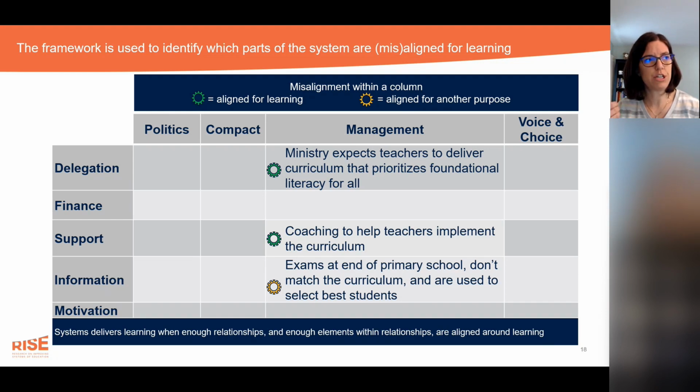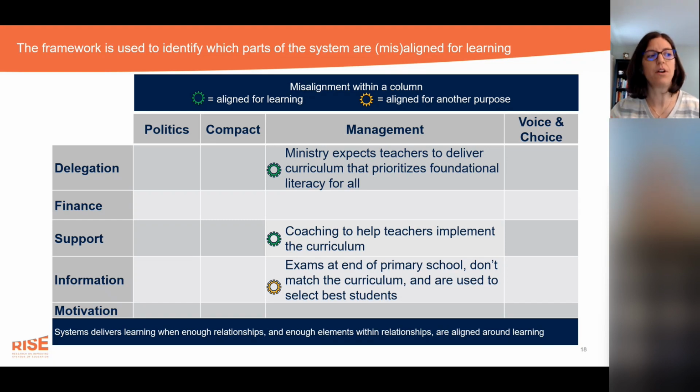And so in this illustration, let's say that the ministry expects teachers to deliver a curriculum that's prioritizing foundational literacy for all. If we're working towards literacy, we're pretty excited about this. Maybe we think it's a really strong curriculum. We think it's aligned well for learning. And then let's say the ministry has planned and allocated and put in place a mechanism for coaching to help teachers implement the new curriculum. This is a really evidence-backed way to support teachers. Again, if we're trying to work towards literacy, maybe we're pretty excited about this as well. This seems really promising.